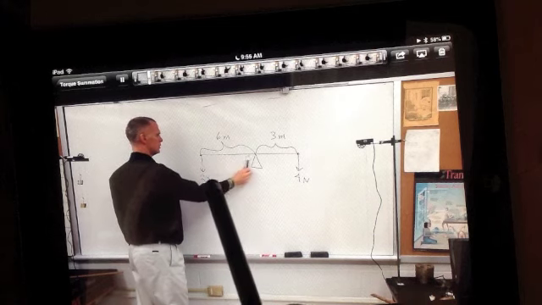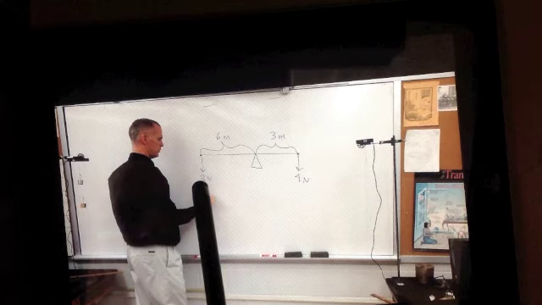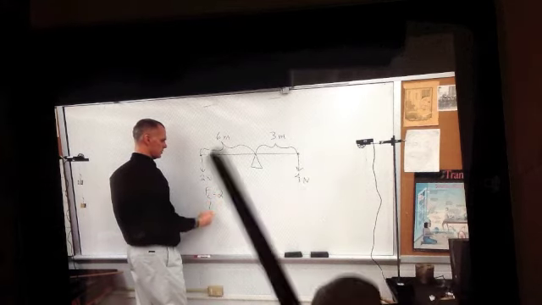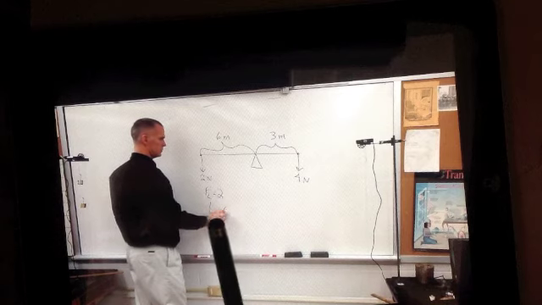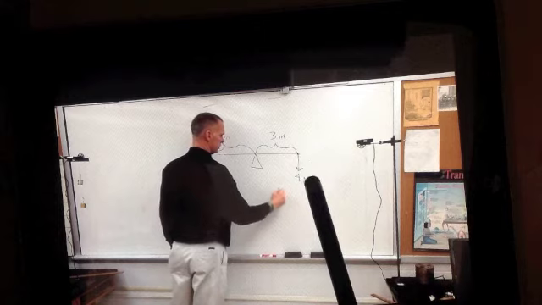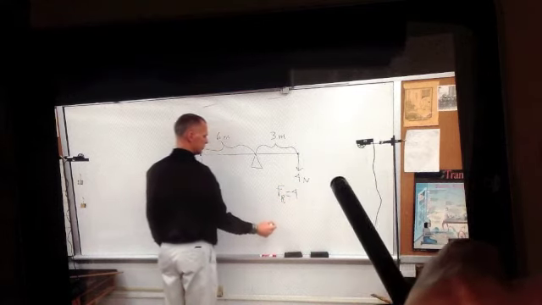So I'm going to have a left torque. This pulling down on the left is going to make it go counterclockwise. This pulling down on the right wants to make it go clockwise. So my left force is 2 and my left lever arm is 6. My right force is 4 and my right lever arm is 3.